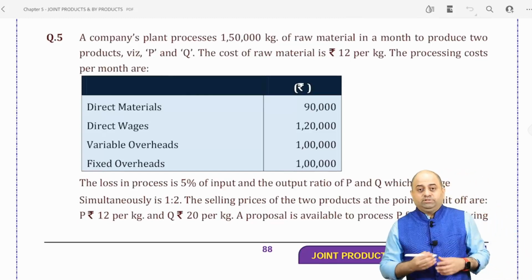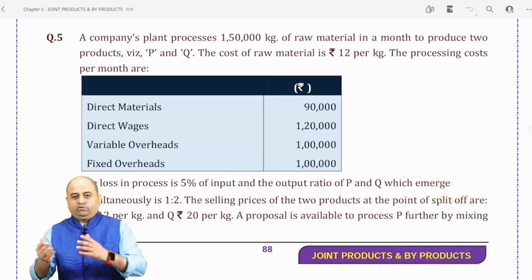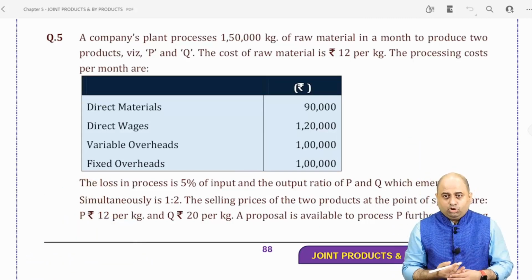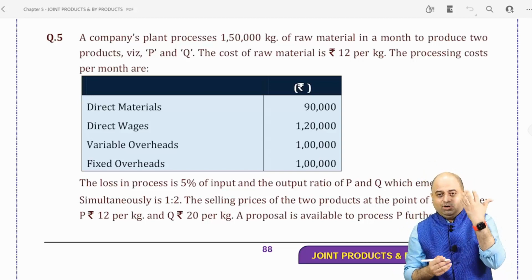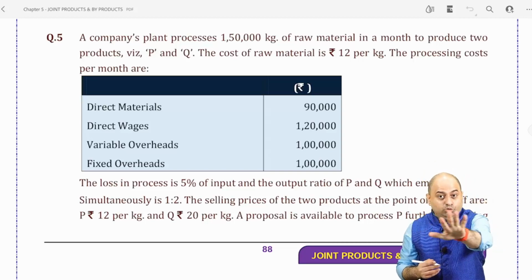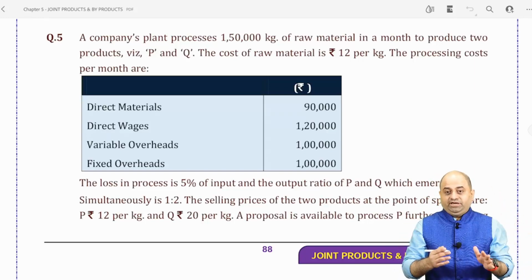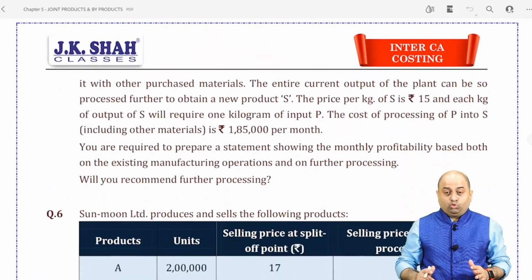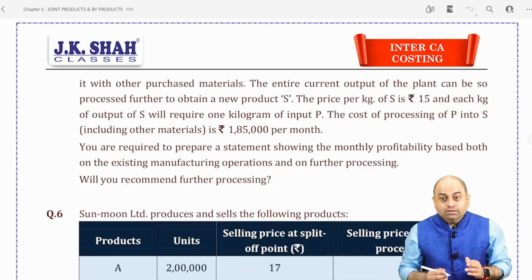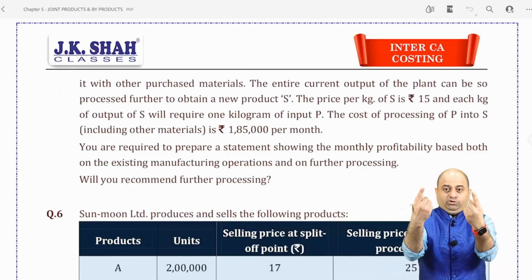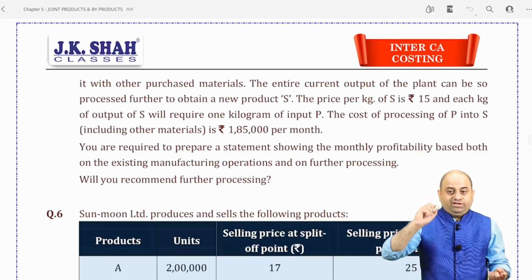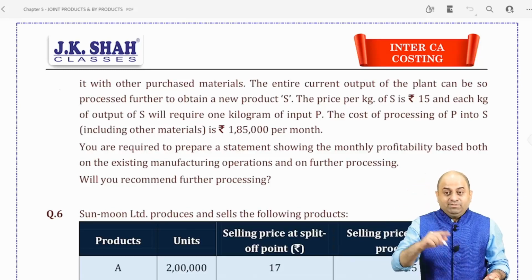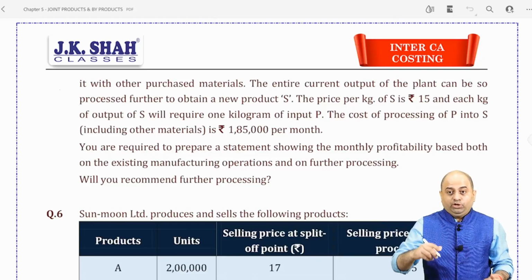They have said very clearly that the company's plant processes 1,50,000 kg of raw material at 12 per kg, and then all other costs which are given in the box are incurred to produce 2 products P and Q in the ratio of 1:2. There is a normal loss also of 5%. Very important, scrap value is not given. We are given 12 and 20 as SP at split off point. We are further told that P is converted into S. 1 unit of P will give you 1 unit of S, and S will be sold at 15 per kg. That is also given, but there will be a cost of rupees 1,85,000 of converting P into S. So much data.